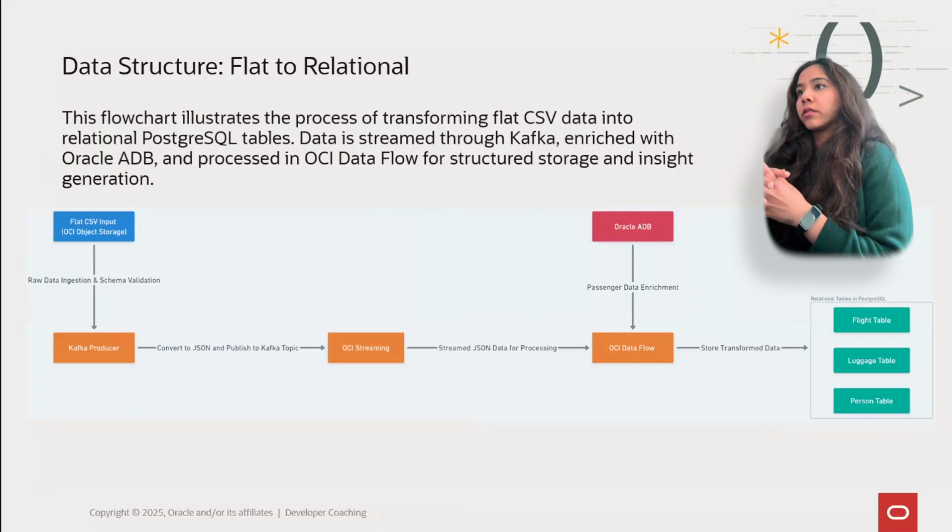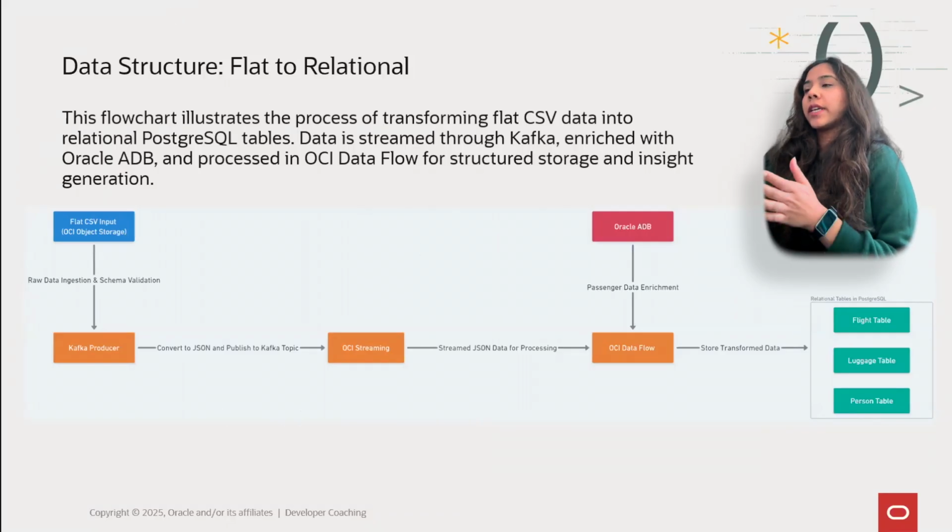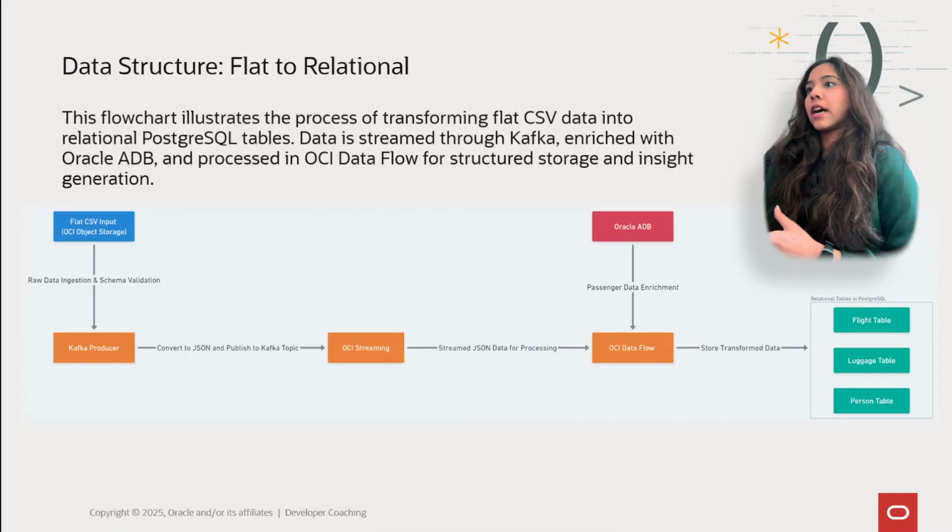So now let's look at the data structure and see how we can transform flat data into relational tables. So in this flowchart, first we have our flat CSV input data, and this is just a sample data set stored in OCI object storage. So this data requires processing before it can be stored as a relational database. Next, we have our Kafka producer, which picks up this raw data, converts it into a JSON format, and then publishes it into Kafka topic in OCI Streaming.